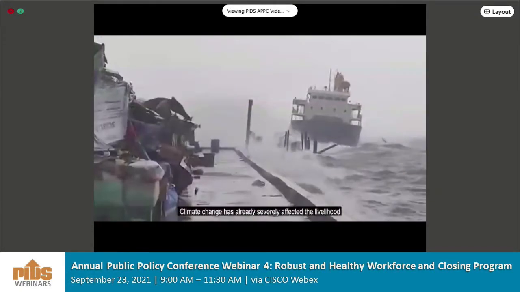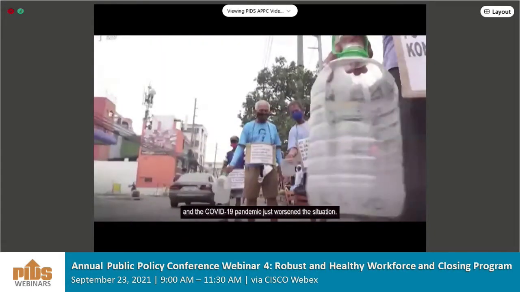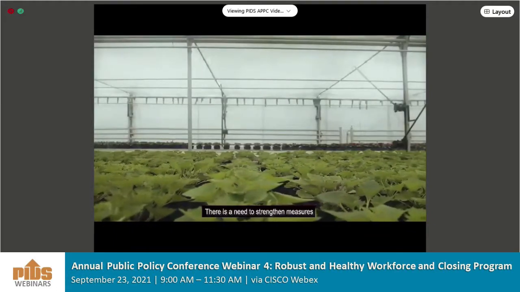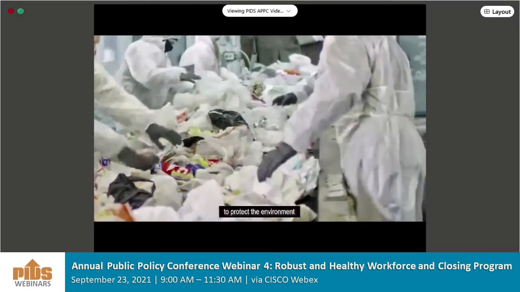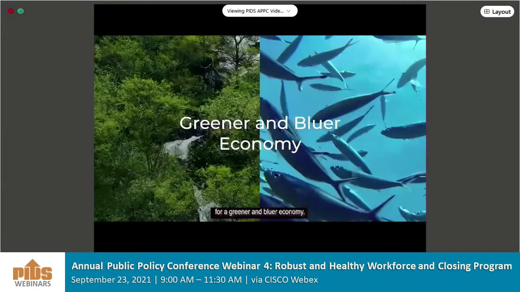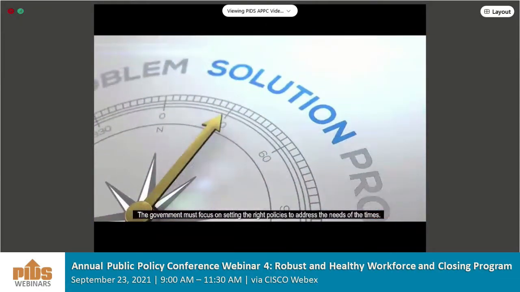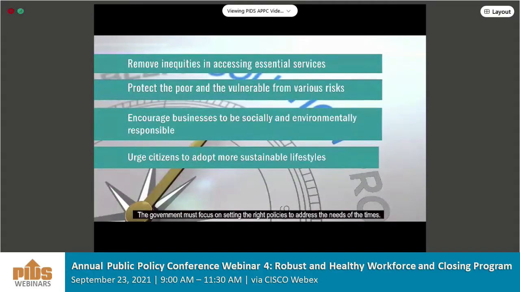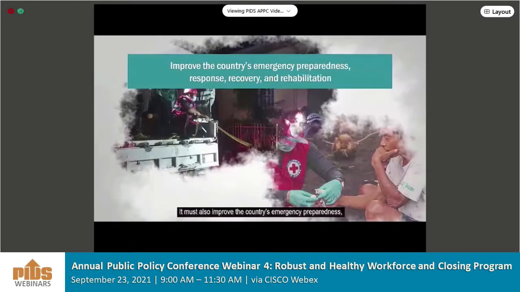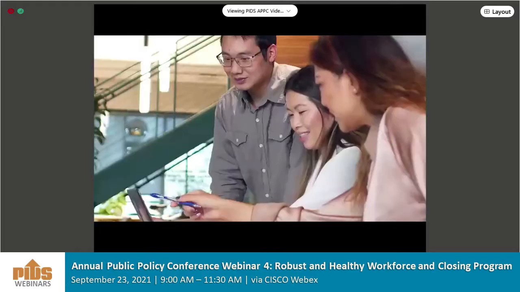Climate change has already severely affected the livelihood of most Filipinos, and the COVID-19 pandemic just worsened the situation. There is a need to strengthen measures to protect the environment and adopt climate resilience programs that will pave the way for a greener and bluer economy. The government must focus on setting the right policies to address the needs of the times. It must also improve the country's emergency preparedness, response, recovery, and rehabilitation.